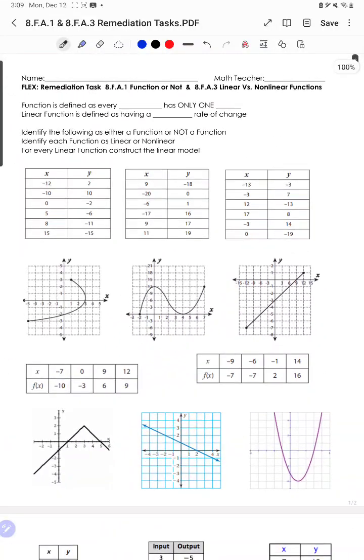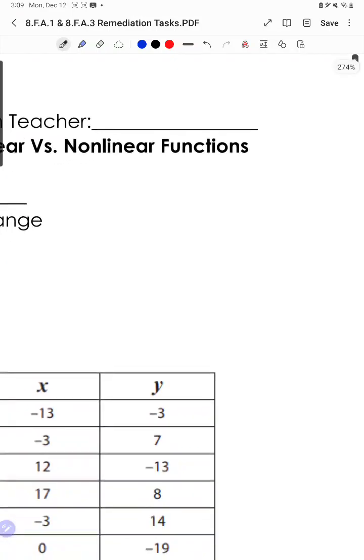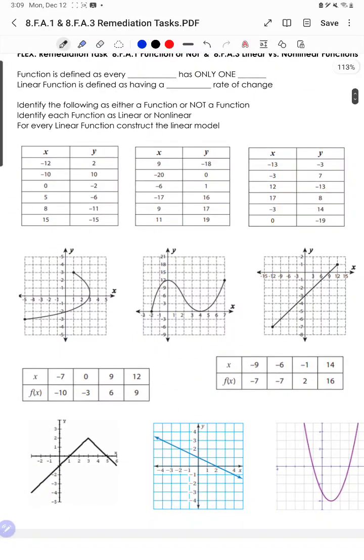So what we're going to be talking about today is functions. And functions, it's a relatively simple idea, especially the stuff that we're doing today. So what I first want to do is I want to go ahead and define a function.